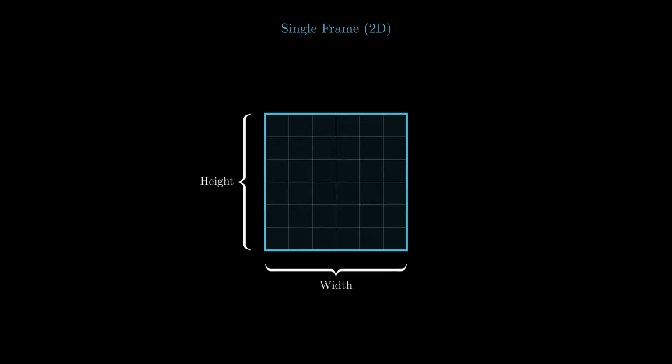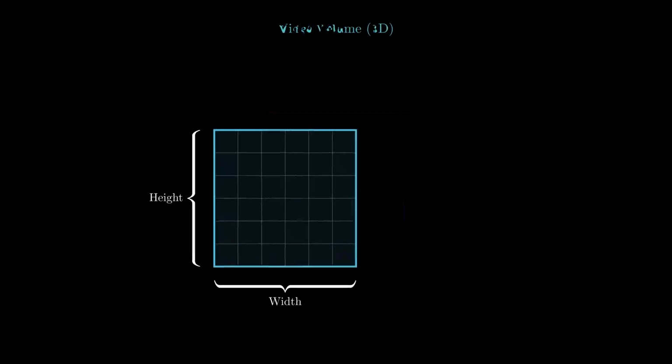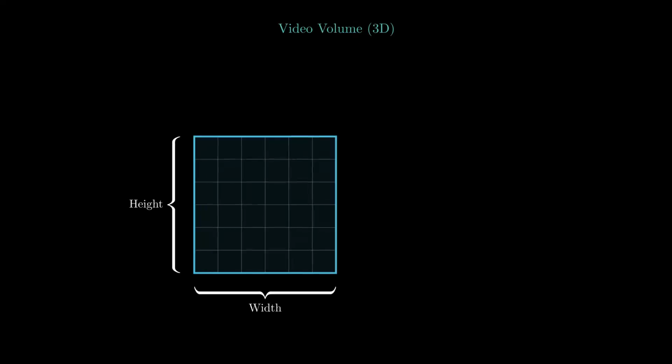So far, we've visualized diffusion as a process happening on a static image. We can think of this image as a simple flat grid defined by just two spatial dimensions, height and width. But modern video generation models, like Sora, need to handle motion. To do this, they don't just generate one frame at a time.